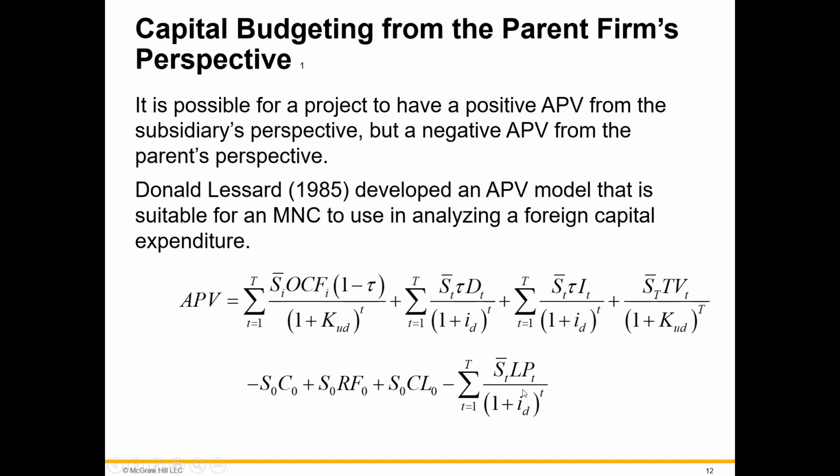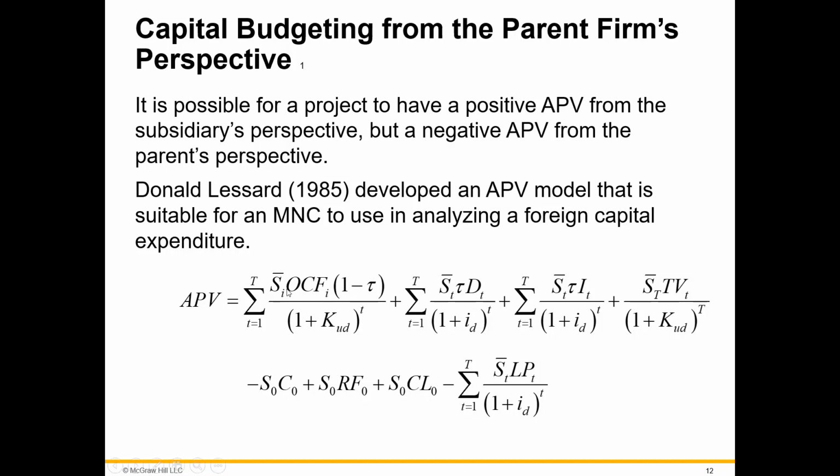So what is this? So S bar is the expected spot rate at time T, or I indexing 1 to T. This should be T, right? So I guess it could be currency I at time T.